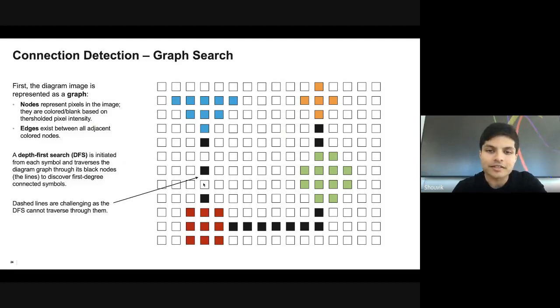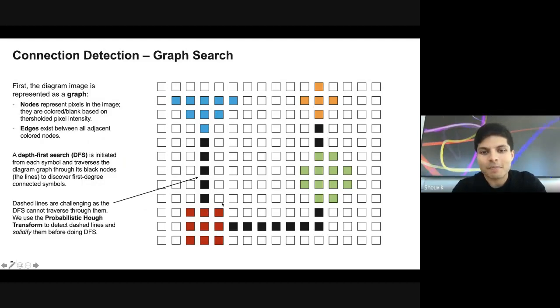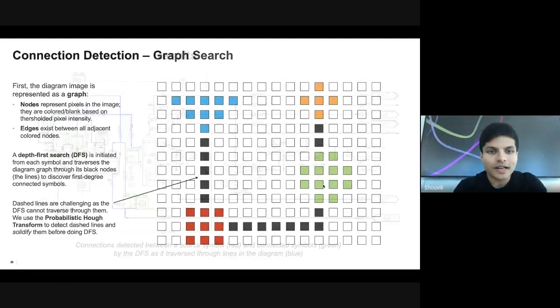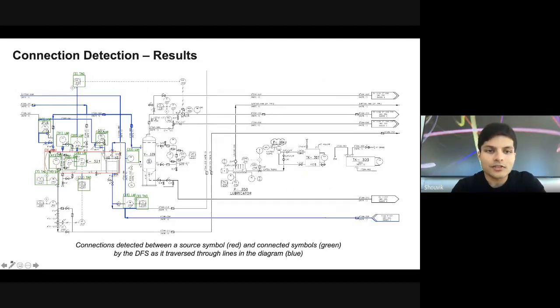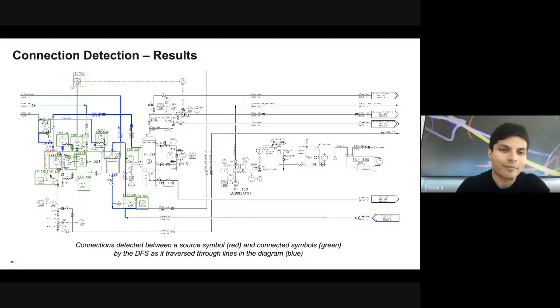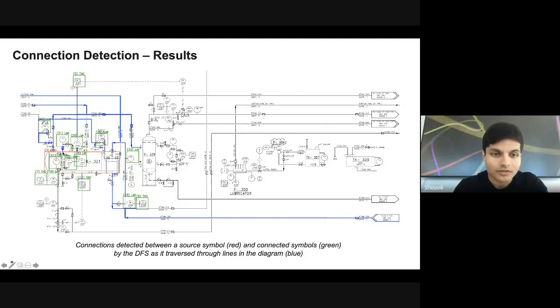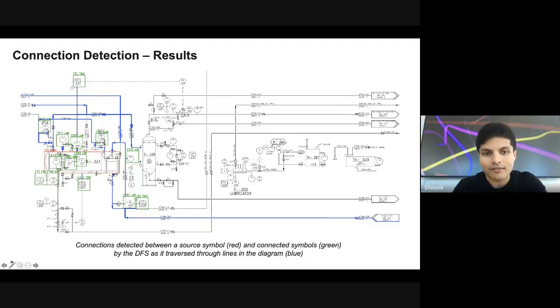So we also have an additional step where we use a probabilistic Hough transform to fill in those dashed lines. And now suddenly your graph search can traverse through those dashed lines and solid lines and find connections along the way. So using this graph search process, for each source symbol, in this case the red symbol, we're able to find connections to other symbols in the diagram through these lines. For example, you see here the path traversed by the graph search is shown in blue. From this symbol, we follow a traversal down this path, and we're able to hit this connected symbol.